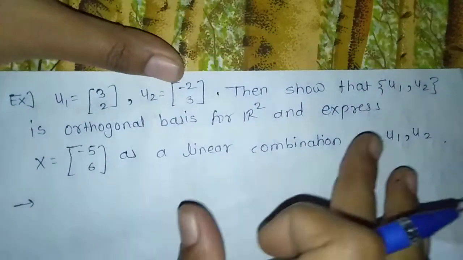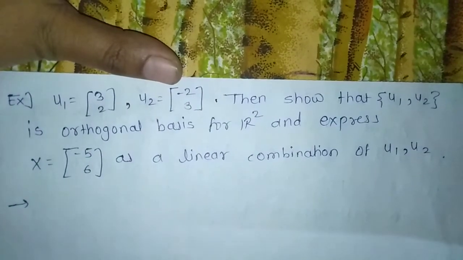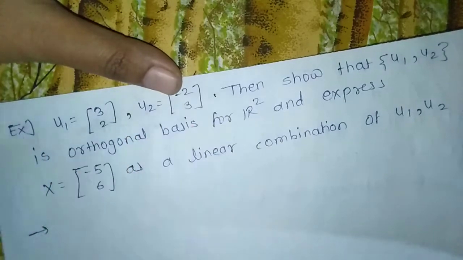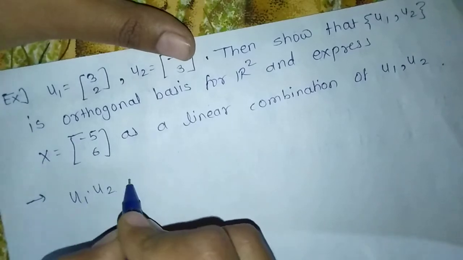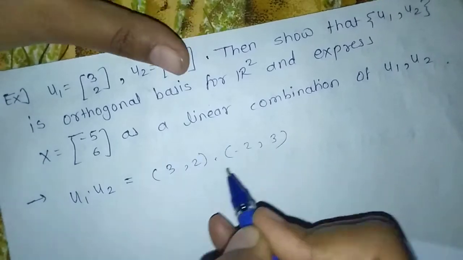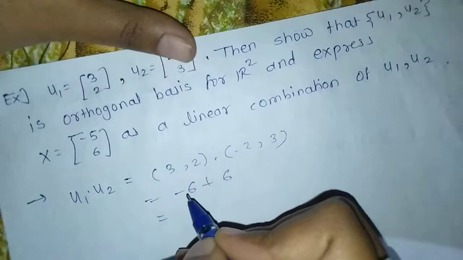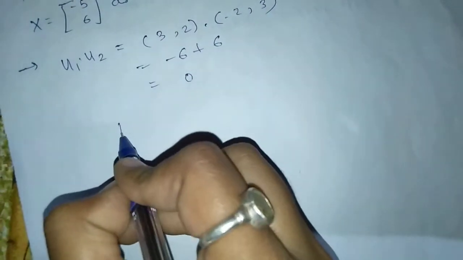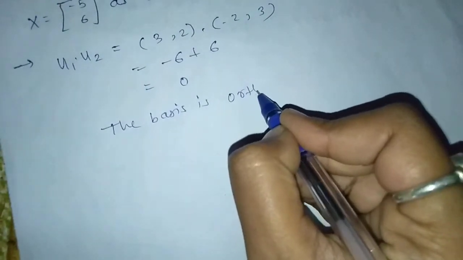First of all, we have to show that this set is an orthogonal basis, which means first of all this is nothing but an orthogonal set. The only distinct pair is u1, u2. So calculate u1 dot u2. u1 dot u2 is equal to (3, 2) dot (-2, 3) is equal to 3 into -2, that is -6, plus 2 into 3, that is 6. Minus 6 plus 6 equal to 0. So the basis is orthogonal.